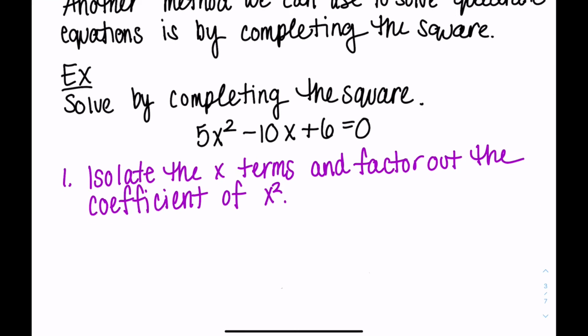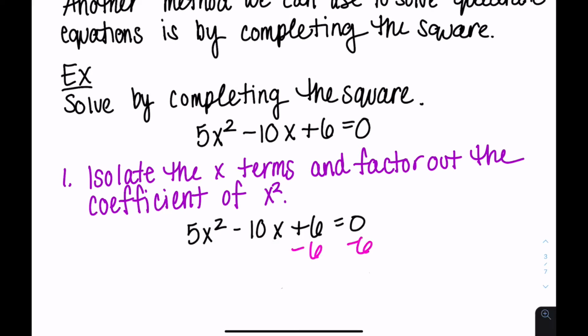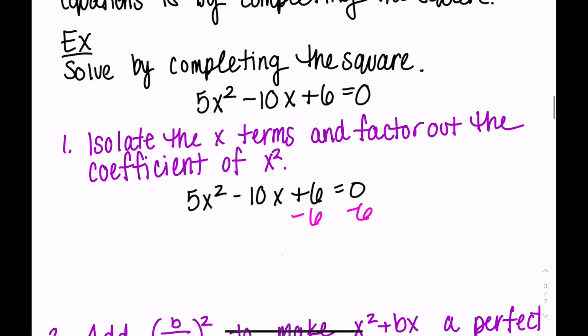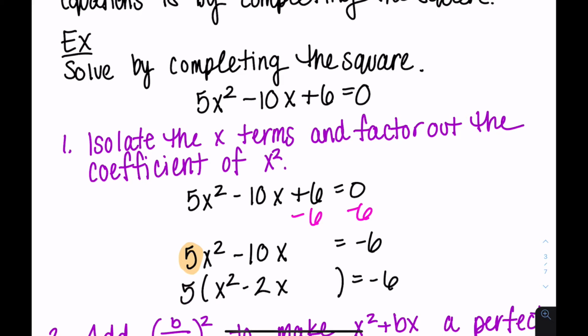So the first thing I want to do is isolate these x terms. We're going to move the 6 to the other side. Now I want to factor out that coefficient in front of the x squared, so I need to take out this 5. By doing that, I need to make sure I also take it out of the 10, so 5 times 2 will give us the 10.